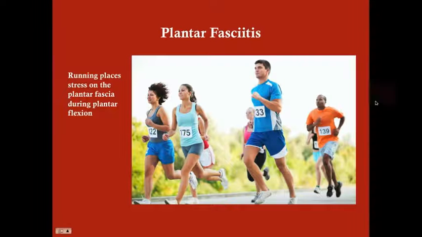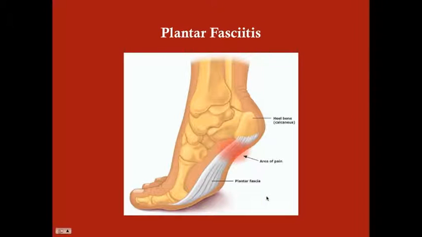Okay, so plantar fasciitis. Running places stress on the plantar fascia during plantar flexion. That's what causes the plantar fasciitis. You can see on this guy here, he's in plantar flexion, and so he's got a lot of force on his plantar fascia at the moment. That can ultimately result in inflammation. Not to belabor that too much. Again, this is where your pain is going to be, right about at the anterior part of the calcaneus.